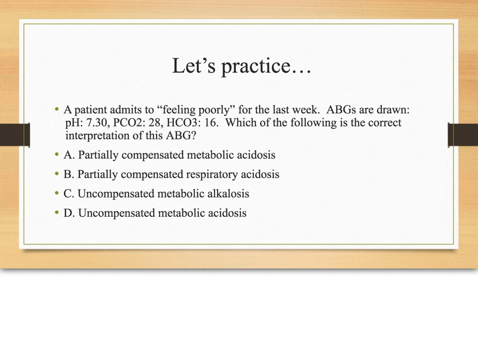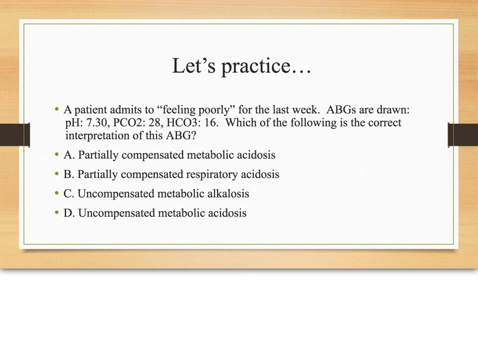Our third step is to determine if compensation is occurring. And remember our rule. If we see that the PCO2 and the bicarbonate are both abnormal, in this case they both are abnormal, and both heading in the same direction, which they are in this case, the PCO2 and bicarb are both low, we know that compensation is occurring. So in this case, the lungs are trying to compensate for the metabolic acidosis. So we do have compensation occurring.